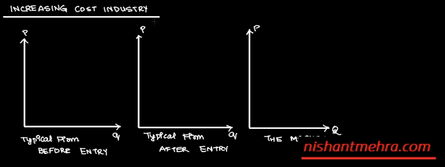In increasing cost industry, what might happen is that the entry of the new firms might increase the input cost. It will shift the cost curves upwards. So the entry may cause the average cost curves of all firms to rise, right? You can think of what are the reasons. The reasons could be that inputs might be very, very scarce, right?